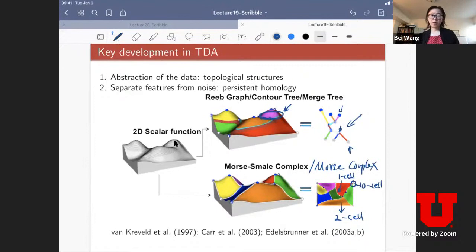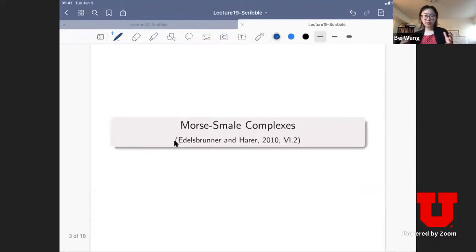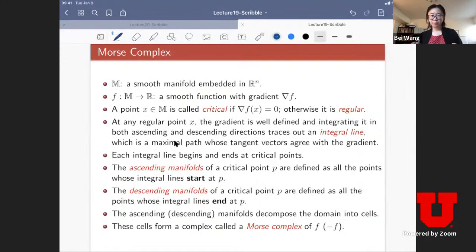Of course, what I'm showing here is a two-dimensional Morse-Smale complex that arises from a 2D scalar field. If I increase the dimension of my scalar field, let's say the domain of my function is now three-dimensional, then in addition to 0, 1, 2 cells, we'll also have three-dimensional cells. So the dimension of the cells scales with the dimension of the domain. The Morse-Smale complex is described in detail in the textbook we're using, and this is a high-level view. To understand the definition, we have to start with what's called a Morse complex.